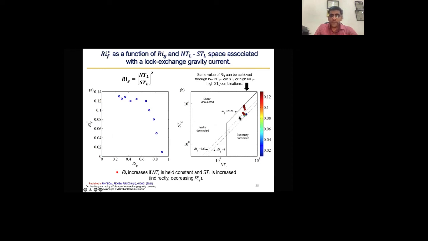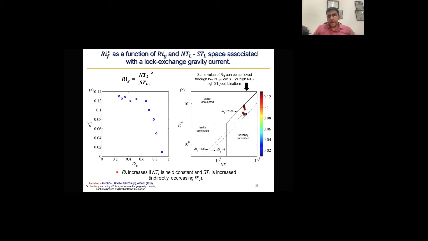But you may be in a completely different regime. Either you are in a buoyancy dominated regime or you are in an inertia dominated regime. Depending on which regime you are in, you will get that particular value of mixing efficiency. So whatever has been proposed in the literature makes sense: RIF is not a universal value.